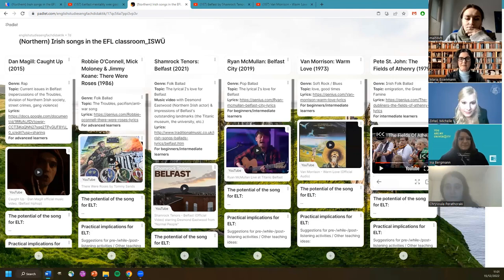Right, so as you can see, I would like you to get into groups and decide who's going to take notes and who's going to present your results. Choose one of the songs to focus on and then discuss the potential of your selected song and take notes on the linguistic and literary features of the song, as well as the potential for English language education, or the skills that can be promoted when using the song, or practical implications for English language teaching, like possible pre, while or post listening tasks or possibly even other teaching ideas.